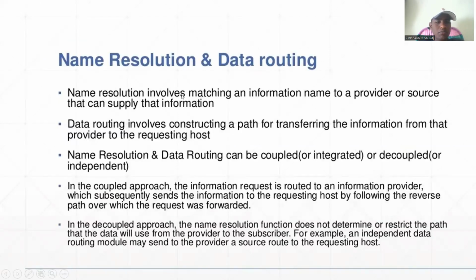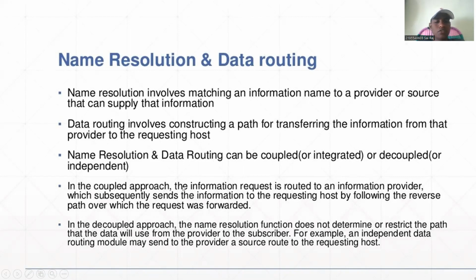Name resolution and data routing. Name resolution involves matching an information name to a provider or resource that can supply that information. Data routing involves constructing a path for transferring the information from the provider to the requesting host. Name resolution and data routing can be coupled, or integrated, or decoupled, or independent.